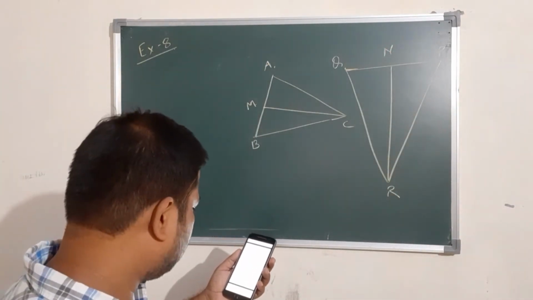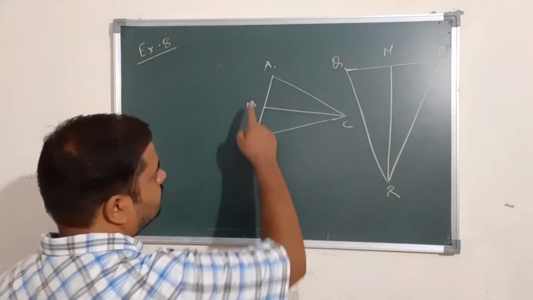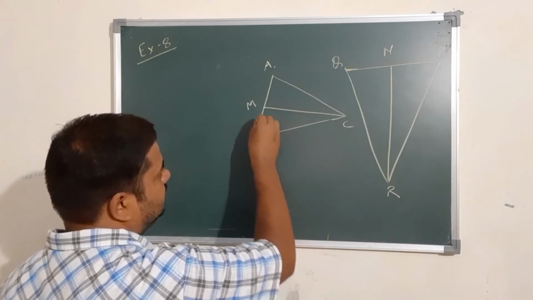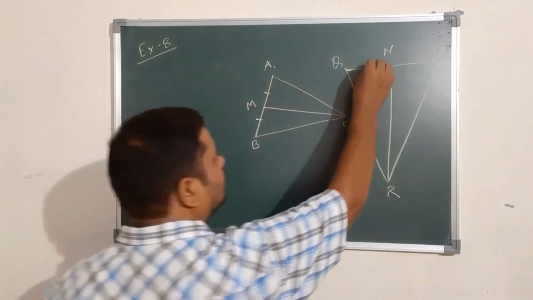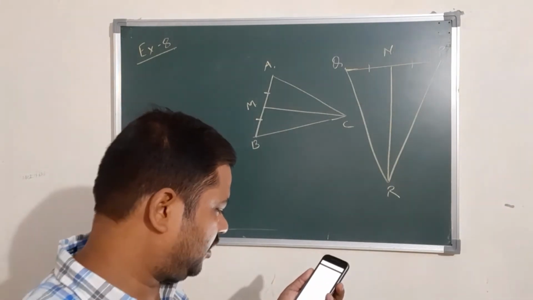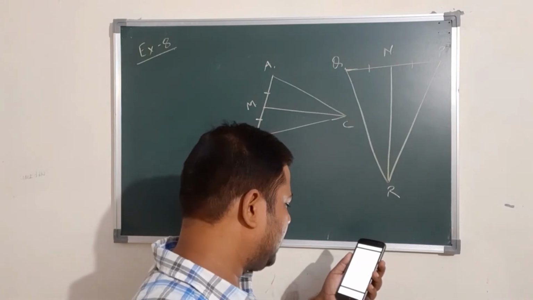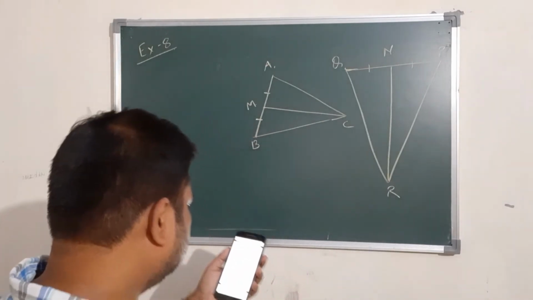CM and RN are respectively the medians of triangle ABC and triangle PQR. That means this equals this and this equals this. Triangle ABC and PQR. If triangle ABC is similar to triangle PQR, then prove that.